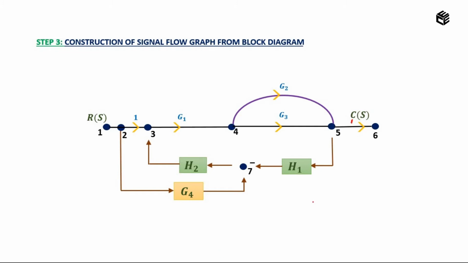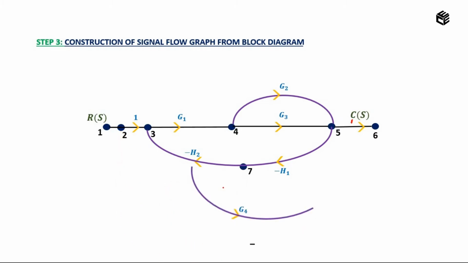Next I am going to replace this H1 and H2. See here, since my sign is minus, I have replaced them as minus H1 and minus H2. Now I am going to replace this G4. So the G4 value is this. So this is the signal flow graph for the given block diagram.